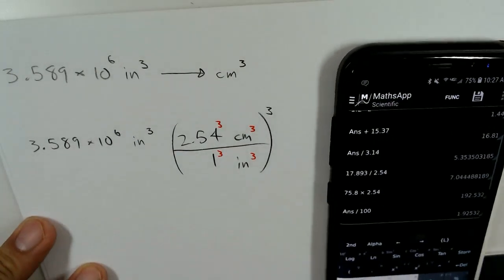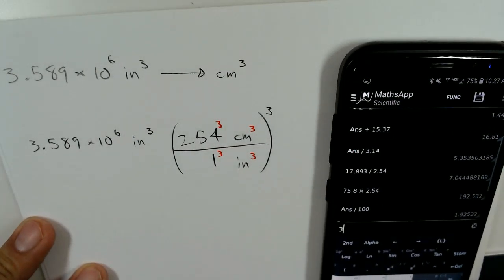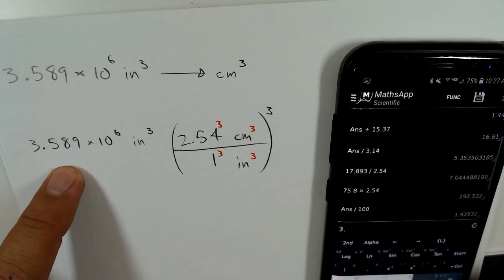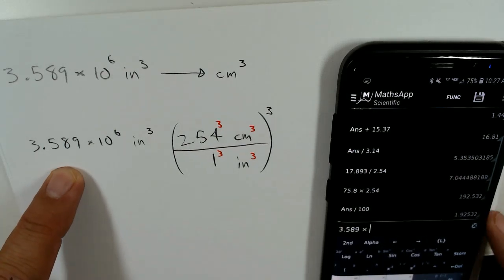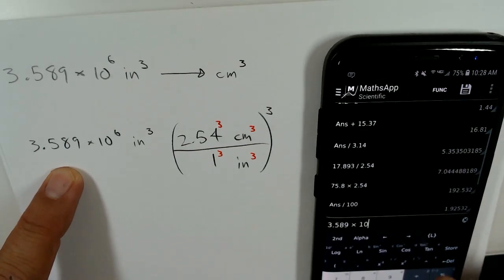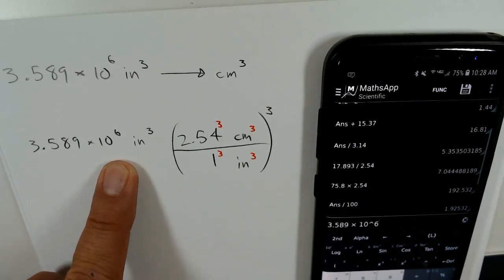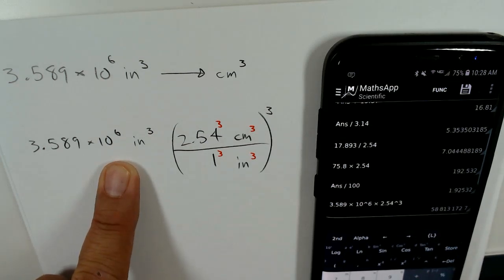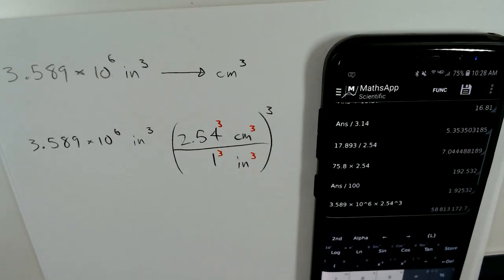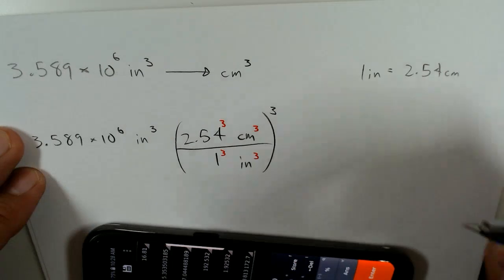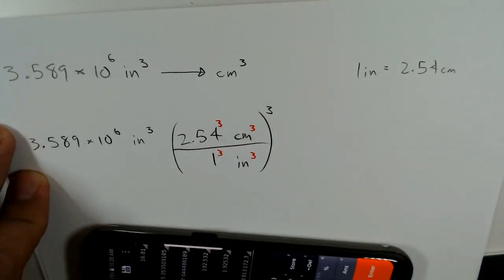All right, so pretty straightforward here after you figure that out. 3.589 times 10 raised to the 6th power, that was the number we started with, times 2.54, raised to the 3rd power, and I get that long number. So we get to 4 sig figs.